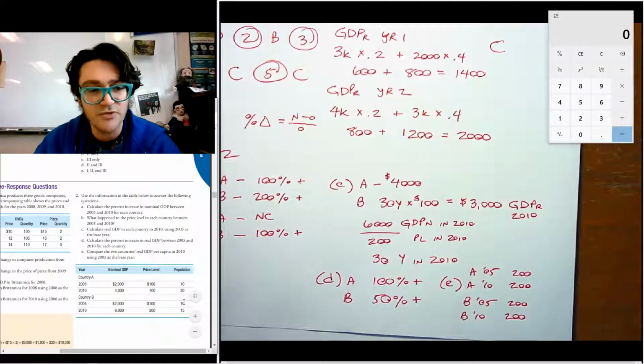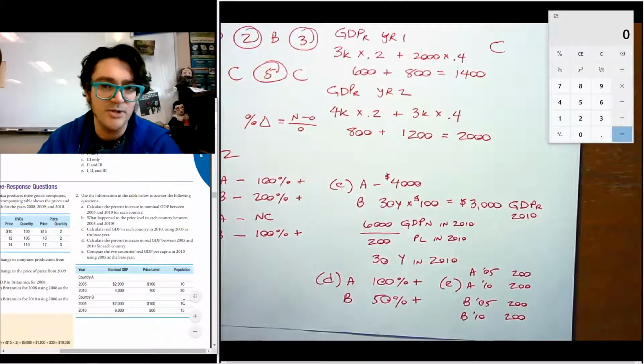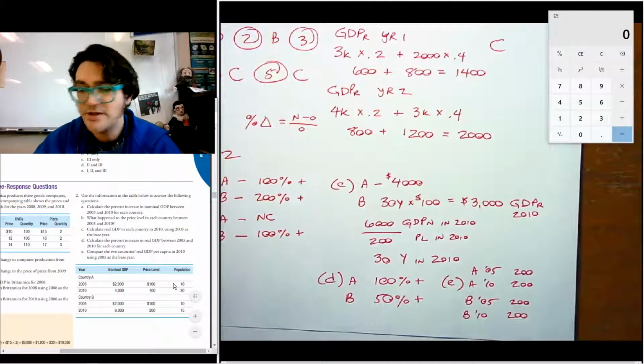So all of the increase in terms of their output level was due to either population or price levels. Well, we did all that math to learn that.